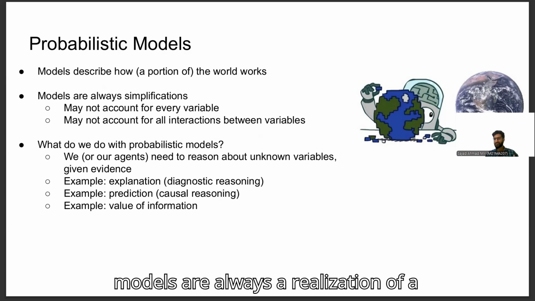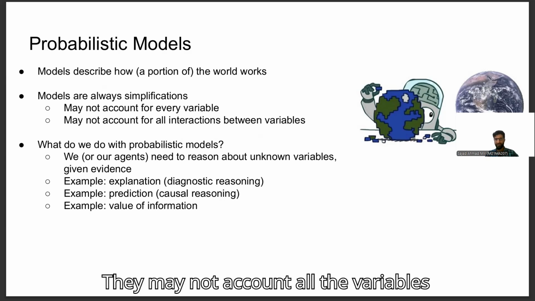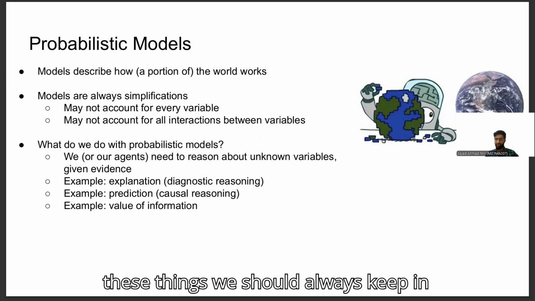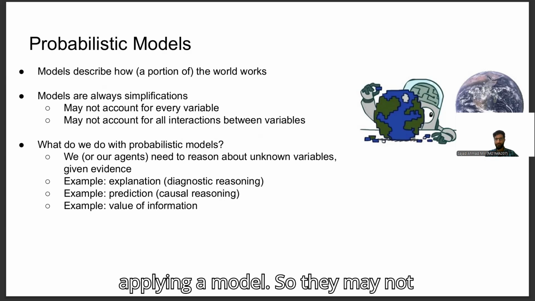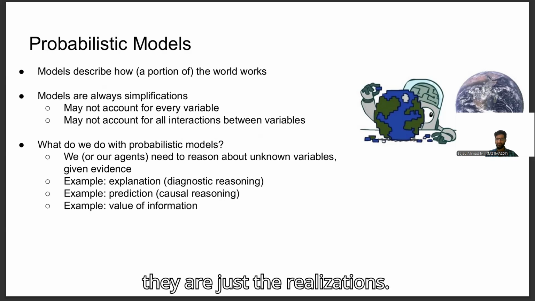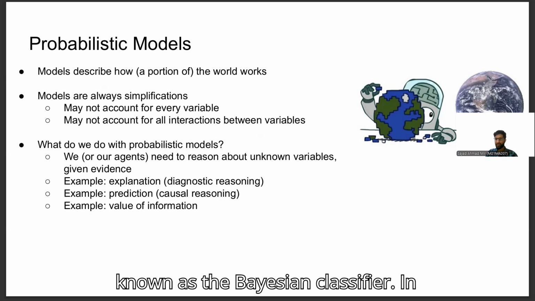And the models are always a realization of a certain process. They are simplifications. They may not account for all the variables and the interactions between the variables. So we should always keep these things in mind before actually building or applying a model. They may not always provide the exact information. They are just realizations. So with this, you can build your own classifier, known as the Bayesian classifier.